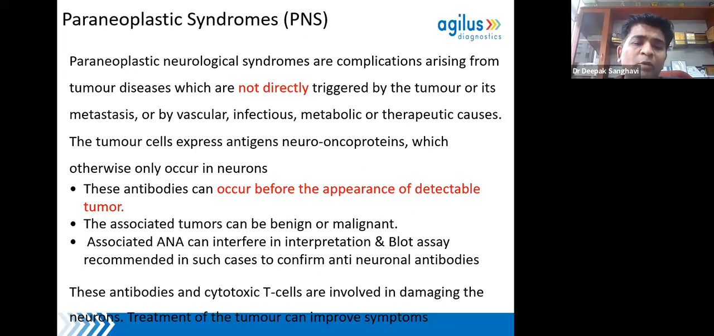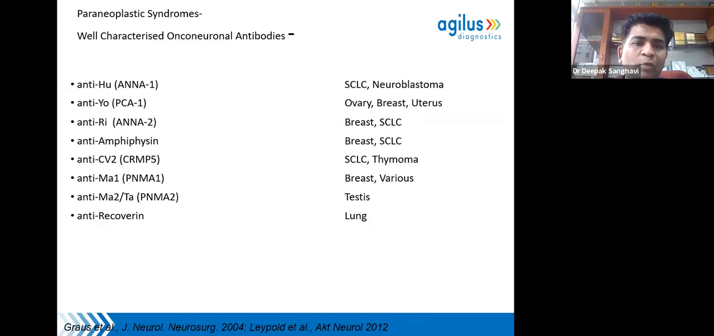So why is ANA-like immunofluorescence not mainly used for paraneoplastic syndromes? Because there can be an ANA interference in such cases, and hence immunoblot is the commonest method used for diagnosing paraneoplastic syndromes, which I have shown you, the immunoblot.